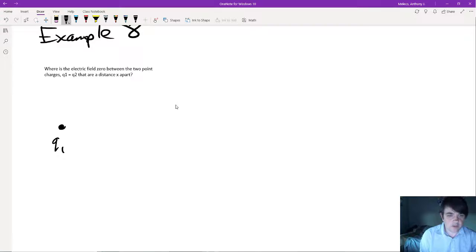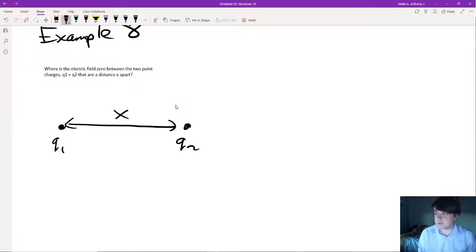We don't really know anything about these charges. We just know they're a distance x apart. And we don't even know their charge. We don't even know if they're positive or negative. We just know they're a distance x apart. Okay? And we want to know, where is the electric field 0? E equals 0 at what point?